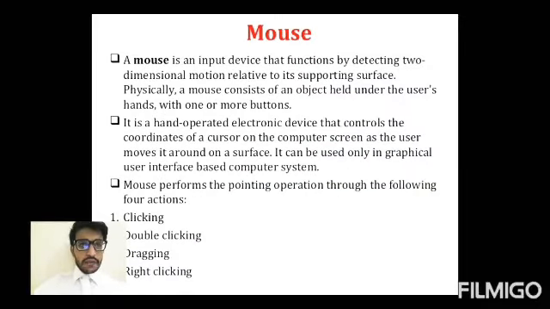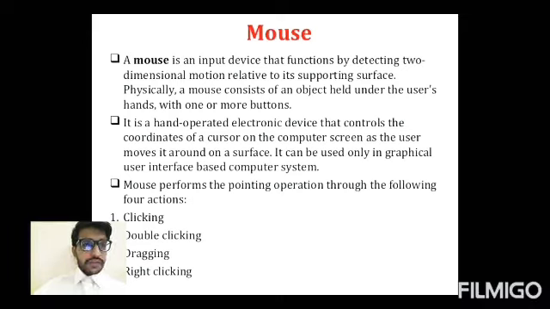Mouse. A mouse is an input device, a pointing device that works by detecting two-dimensional motions relative to the supporting surface. Physically, a mouse consists of an object held under the user's hand with one or more buttons. Click on the button and the mouse sends information to the computer. It is a hand-operated electrical device that controls the cursor on the computer screen as the user moves it around on a surface.